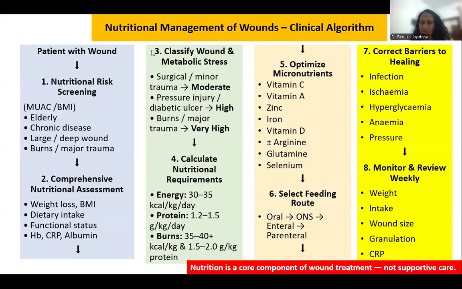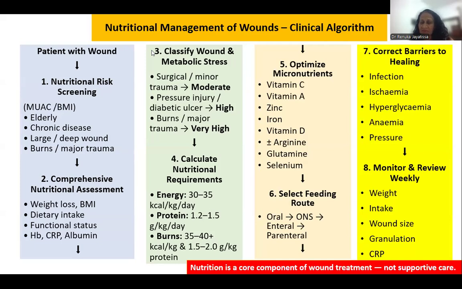Then the feeding route is very important, whether we are going to give oral, enteral, or parenteral. Parenteral is our last choice. And then correct barriers to healing. You have to look at what the barriers are, whether there's infection, ischemia, hyperglycemia, anemia, or pressure. So you have to really look for all these things.